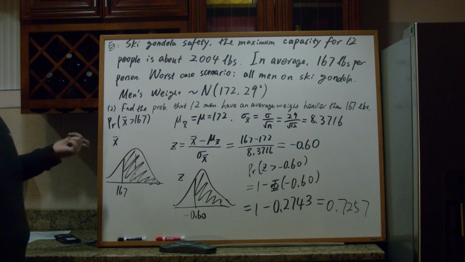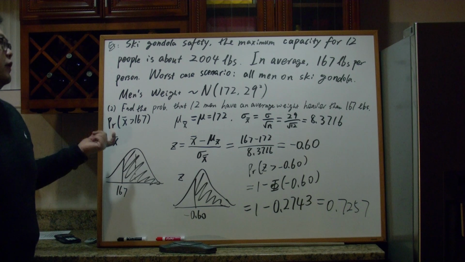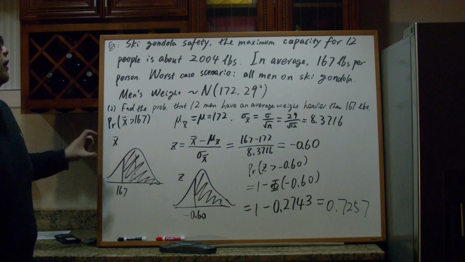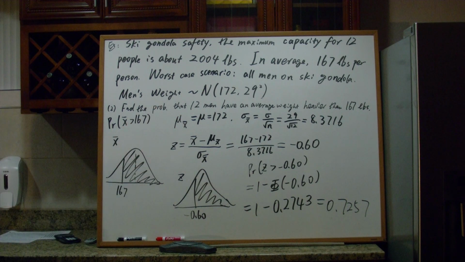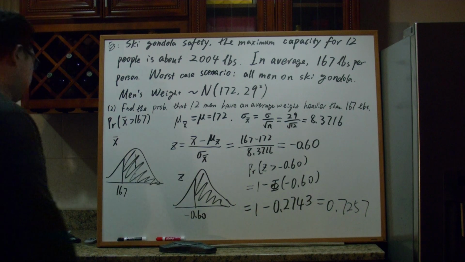Right, the first question was usually the normal distribution question. The second one is using the central limit theorem to ask the question. Right, so let's see the next example.